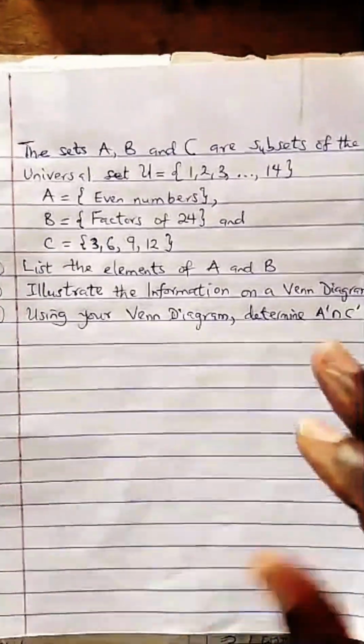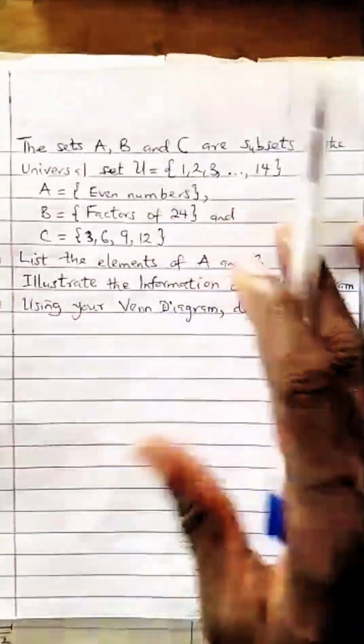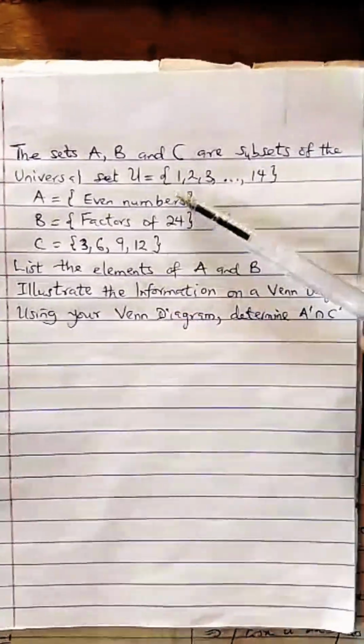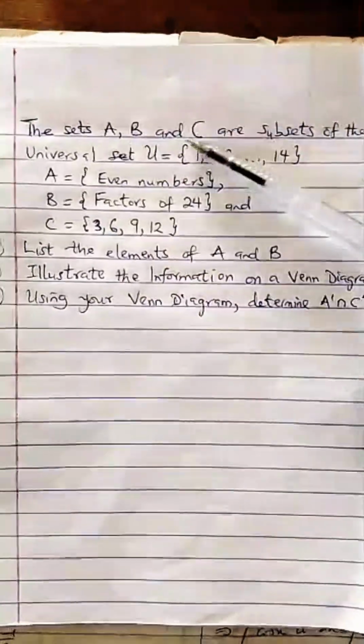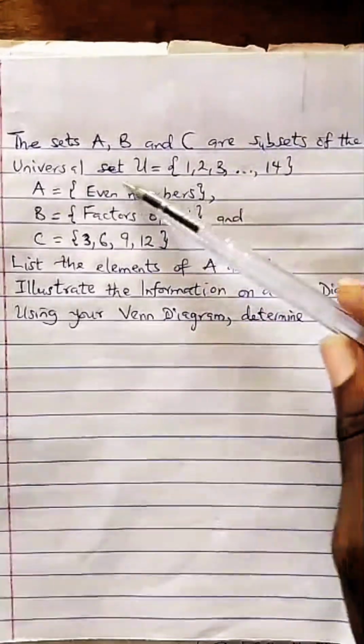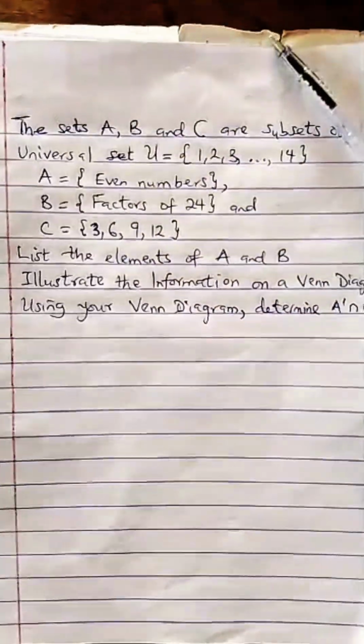Alright, so today's topic is sets. We're looking at set theory and the use of Venn diagrams to illustrate sets. Now, a set is a collection of well-defined objects. A set is a collection of well-defined objects.